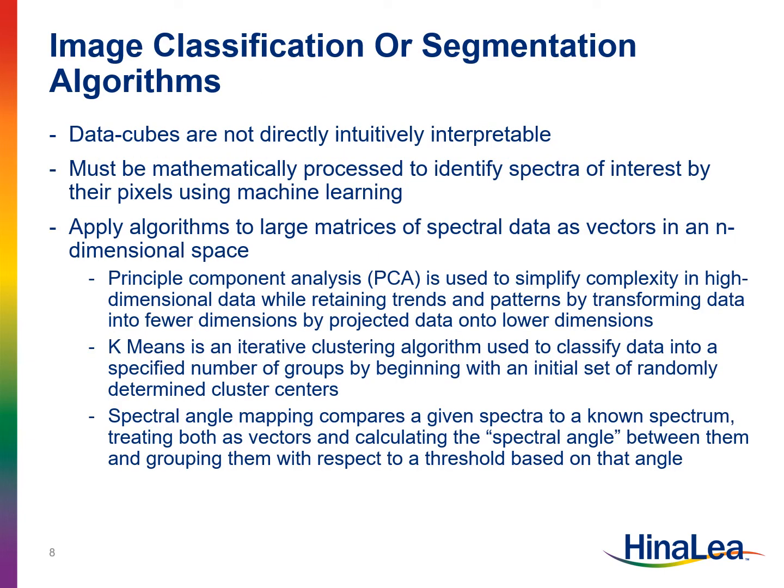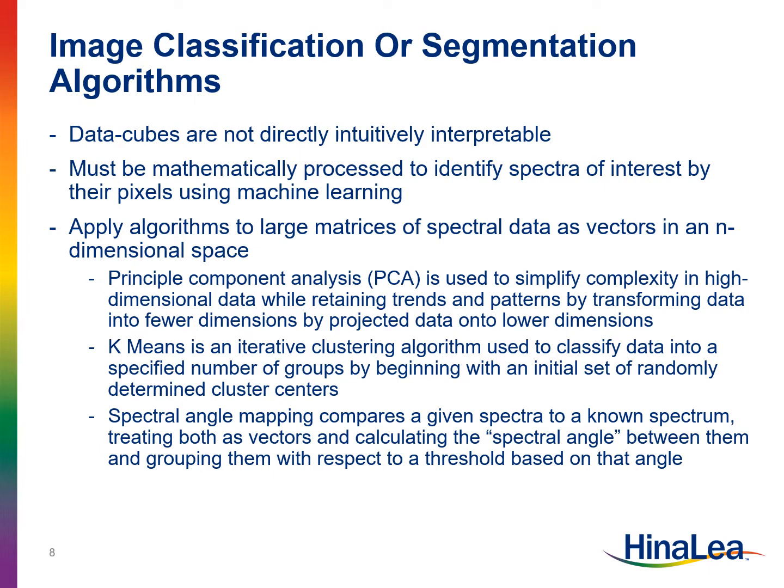Data cubes themselves are not intuitively interpretable, so you have to use mathematical processing or machine learning to identify spectra of interest by their pixels. This basically involves applying algorithms to large matrices of spectral data, which are represented as vectors in an n-dimensional space. Principal component analysis, or PCA, is used to simplify complexity in high-dimensional data while retaining trends and patterns by transforming data into fewer dimensions by projecting that data onto lower dimensions.